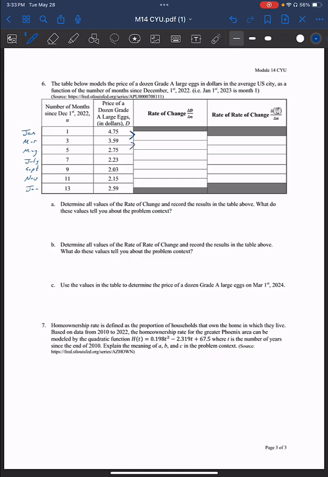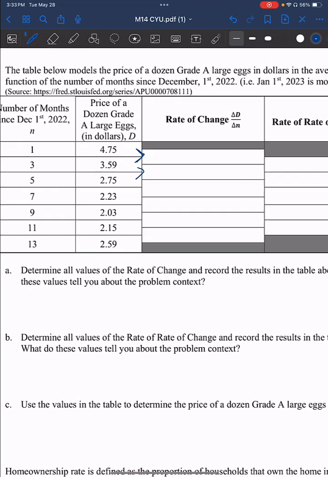And so the first one, I'm going to zoom in here a little bit. 3.59 minus 4.75 is the change in my outputs. 3 minus 1 is the change in my inputs. And this gives me a result of negative 0.58. So I'm seeing here that each month between months 1 and 3, the price of a dozen grade A large eggs dropped by 58 cents each month.